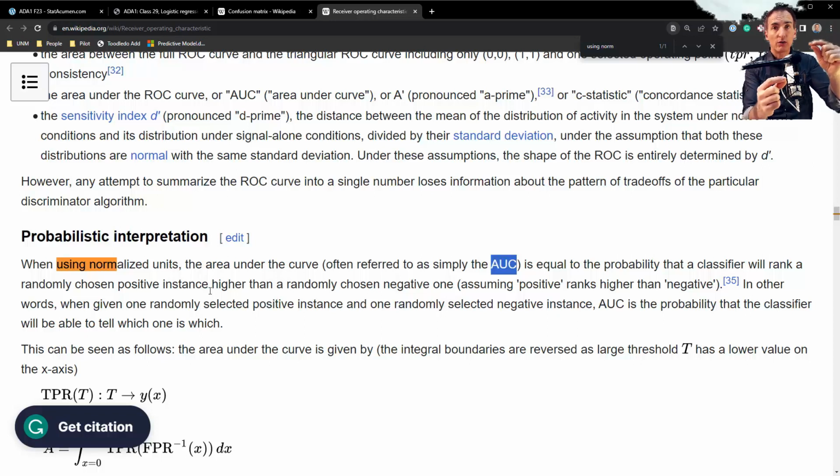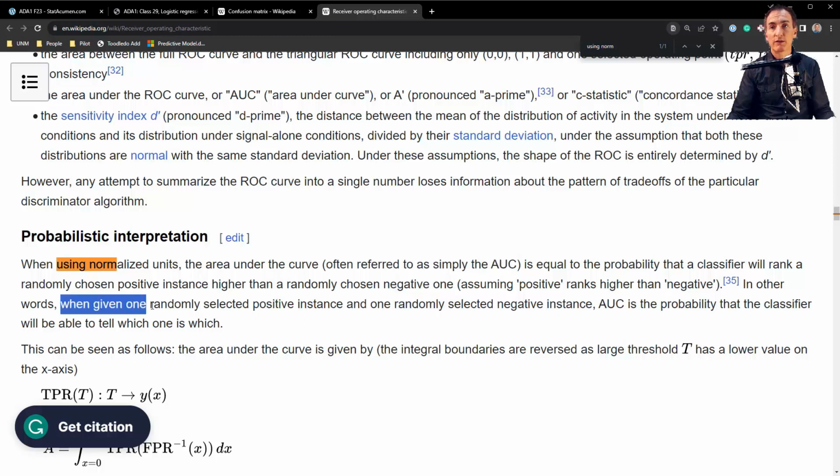So does our model correctly predict a random female versus a random male? If you put them together, will your model predict the probability higher for the female than the male? If so, then your model is doing decent prediction. So that's one way of interpreting the area under the curve.